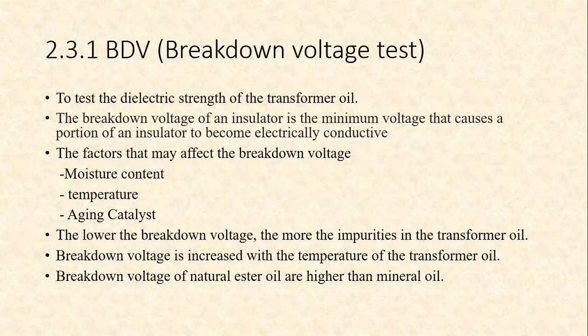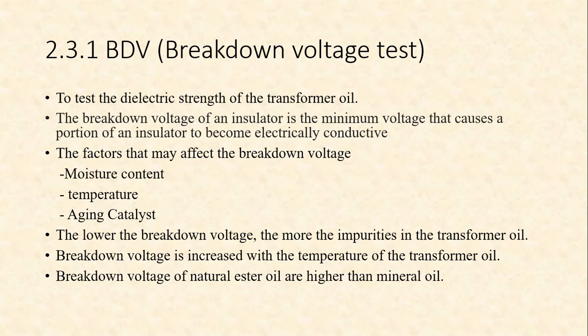First is the breakdown voltage test. This test is to test the dielectric strength of the transformer oil. The breakdown voltage of an insulator is the minimum voltage that causes a portion of an insulator to become electrically conductive. The factors that may affect the breakdown voltage are moisture content, temperature, and aging catalyst.